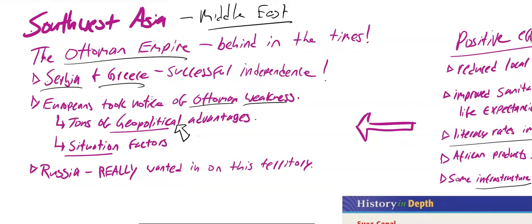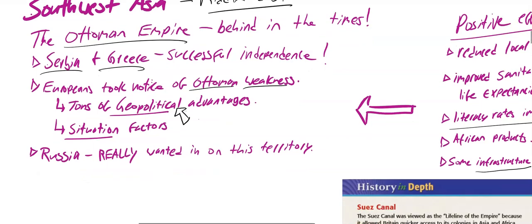And there's also situation factors. When we look at situation factors, it has to do with geopolitics, but the location of where certain features in geography are can be really, really enticing. For example, Russia really, really badly wanted a warm water port. And so they wanted in on the territory that was being controlled by the Ottoman Empire because if they were able to control that, it could dramatically improve their development and their competition against other European countries.